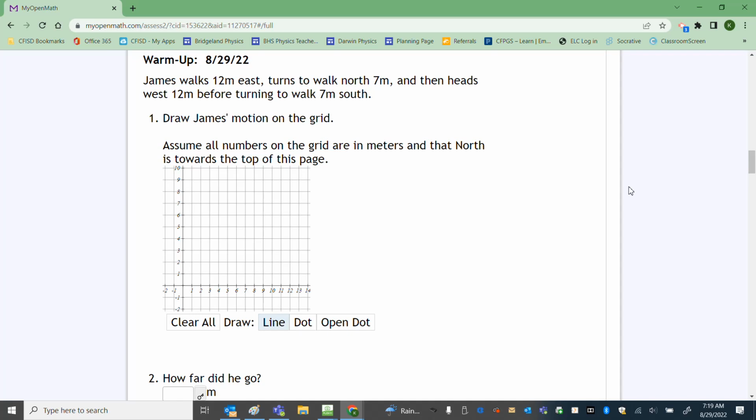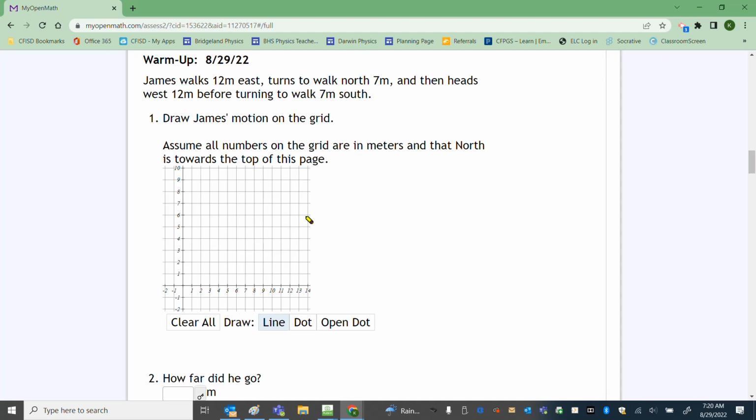It says, James walks 12 meters east, turns to walk north 7 meters, and then heads west 12 meters before turning to walk 7 meters south. Draw James's motion on the grid. You literally just have to click and then drag the mouse over to the next spot and click. You don't have to try to draw a straight line.